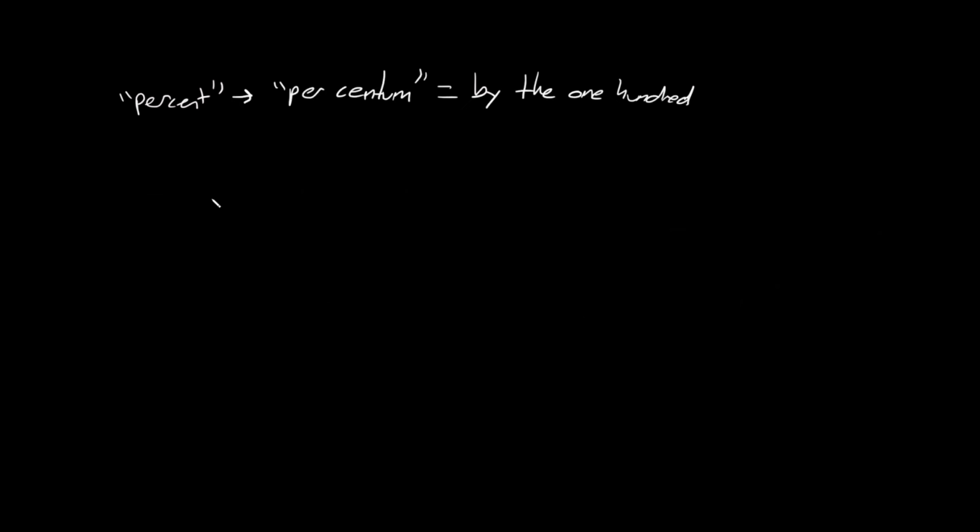In other words, say you were to have 50% of something. All this means is you have 50 out of 100 of the somethings. So think about that as a fraction. Whatever the something is, you're going to have 50 out of 100, or one half of the somethings.